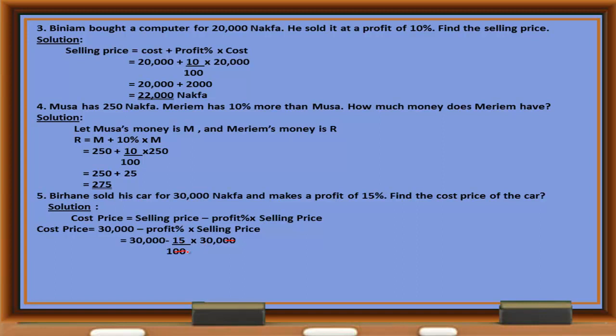Then 30,000 minus 15 times 30 is 4,500. Then the cost price is 25,500. Therefore, the cost price of the car is 25,500 nafa.